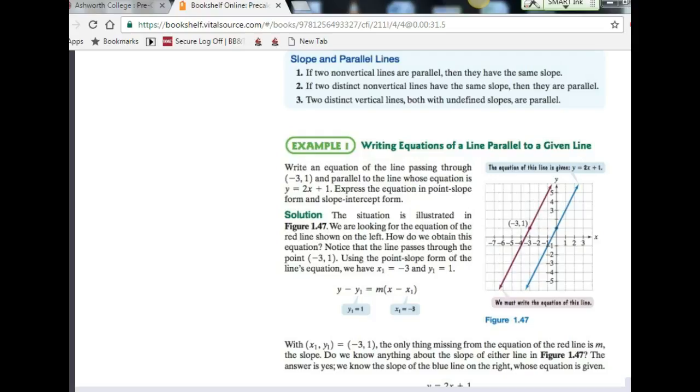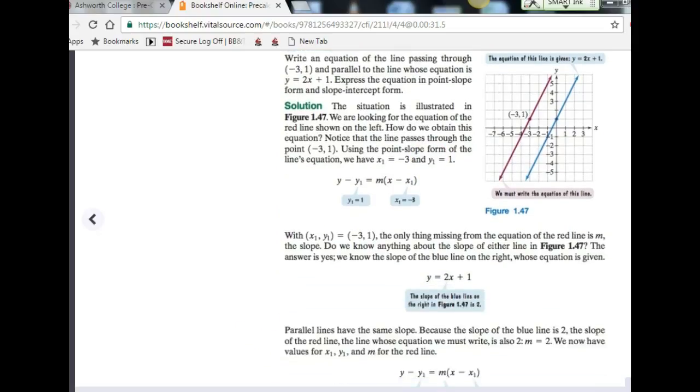Notice that the line passes through the point negative 3, 1. Using the point-slope form of the equation, all we do is put negative 3 in for x1 and 1 in for y1. So it's y minus 1 equals the slope, which is what m always represents, times x minus negative 3.